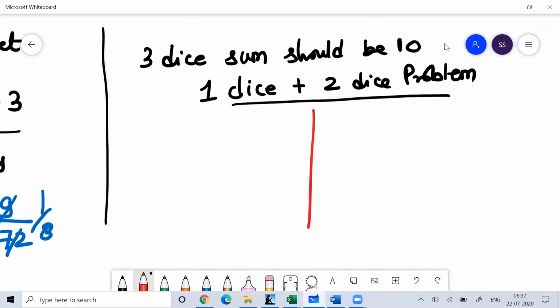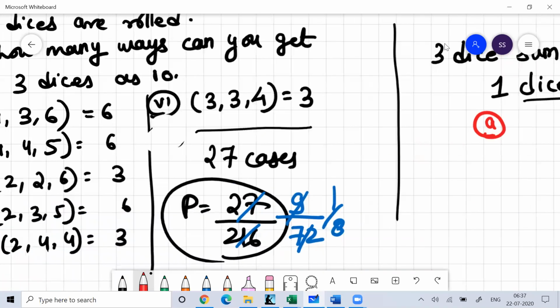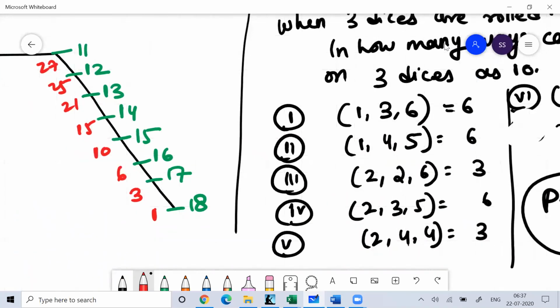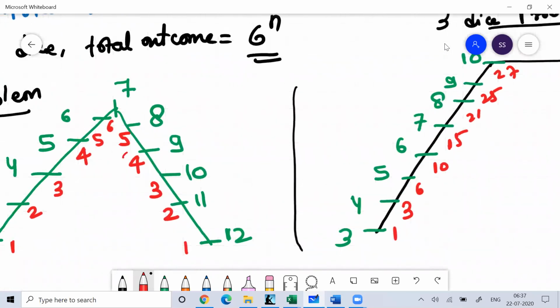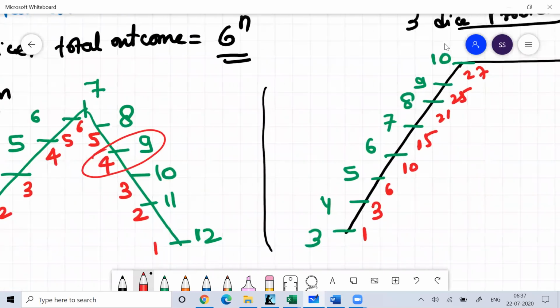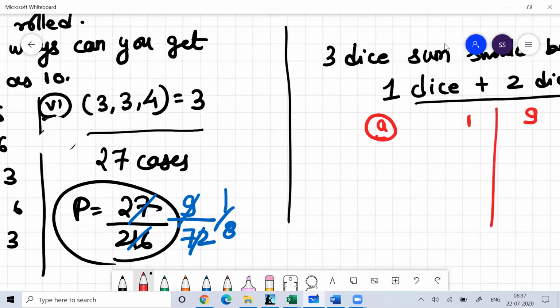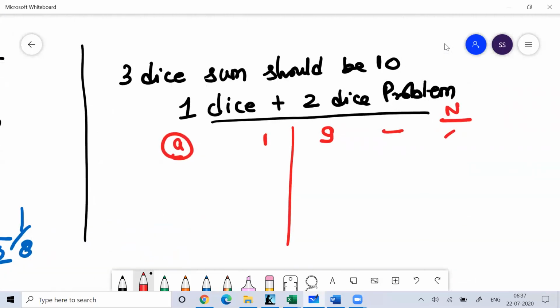So think, in one dice, if you get the value 1, this is one case. So here how much should you get on two dice, the sum? On two dice, you should get the sum as 9. So think about the number of ways on two dice for sum 9. In how many ways can you get 9? If you know that, the number of ways would be 4.